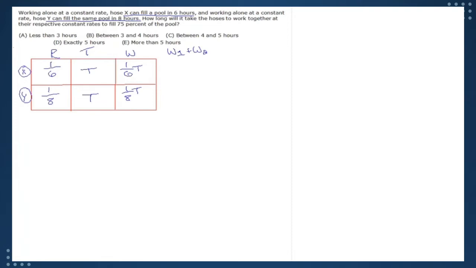Now, in this case, total work is 3/4 because the job has not been completed. We're only doing 75% of the pool. So we say 1/6T plus 1/8T equals 3/4. We multiply everything here to get rid of the fractions.